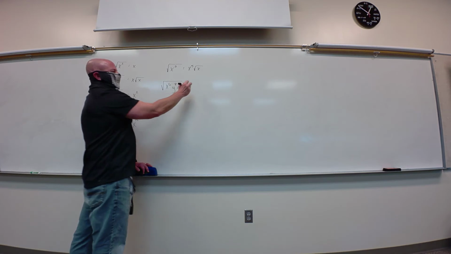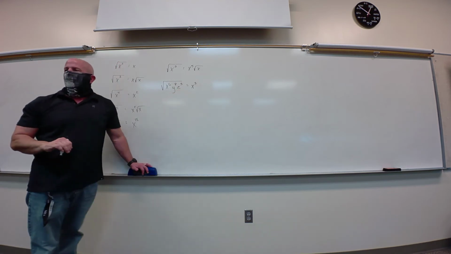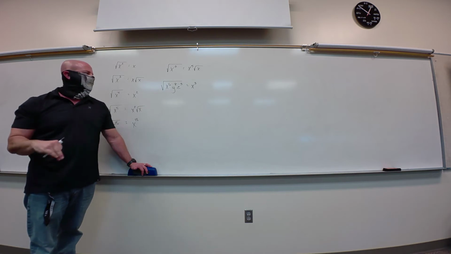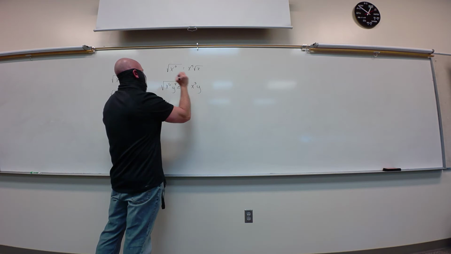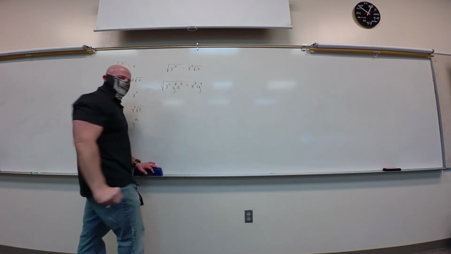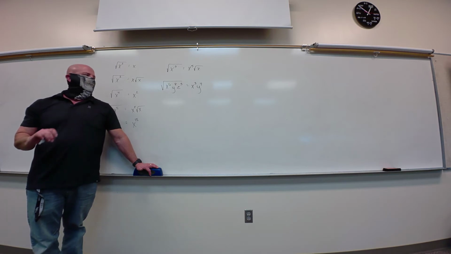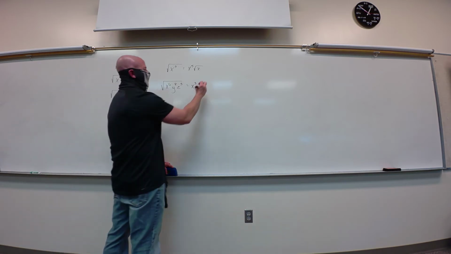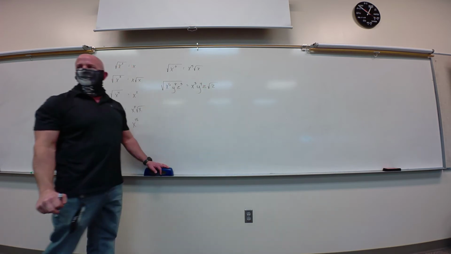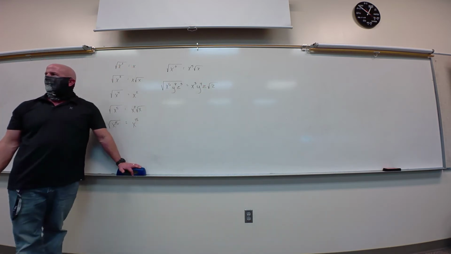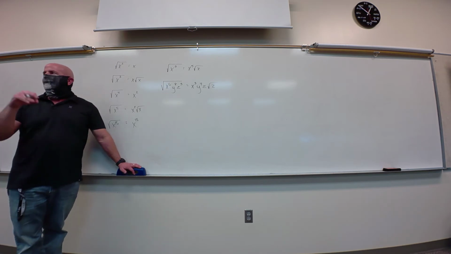2 goes into 6 3 times. None left over. I had 3 pairs. The y's, 2 goes into 8 4 times. None left over. The z, 2 goes into 3 1 time, 1 left over. So I got 1 z stuck in. It looks worse when you get multiple letters, but we're just going right down the line one at a time.